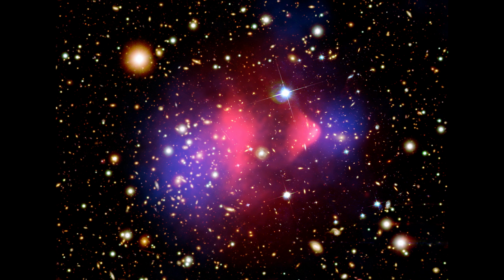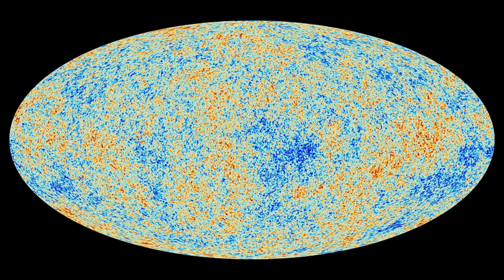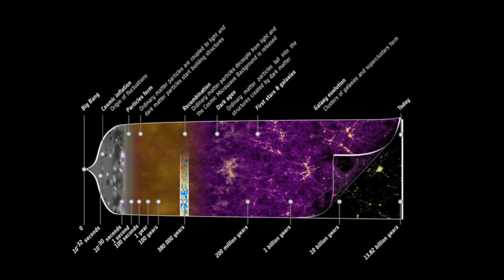Key datasets include the Bullet Cluster, where dark matter distribution was separated from hot gas post-collision. The Cosmic Microwave Background (CMB), where fluctuations in temperature reveal dark matter's imprint. Structure formation models, which fail without dark matter as a scaffolding.